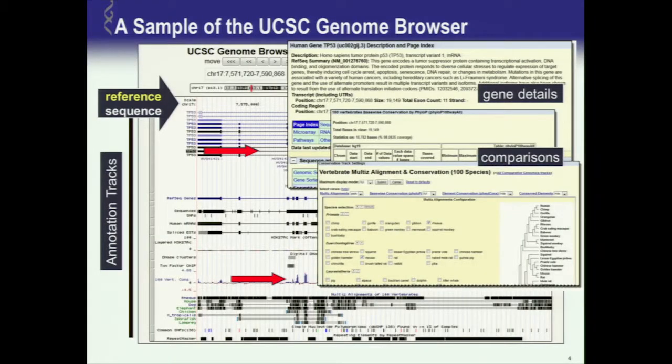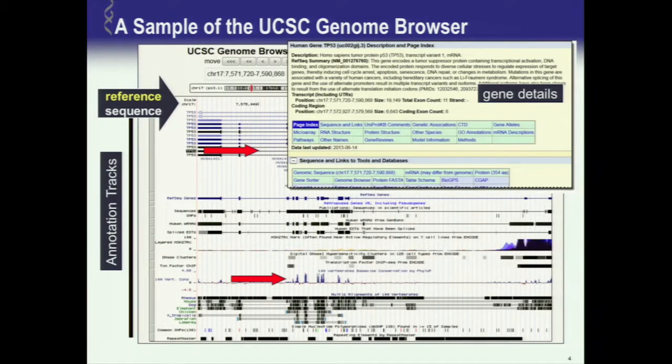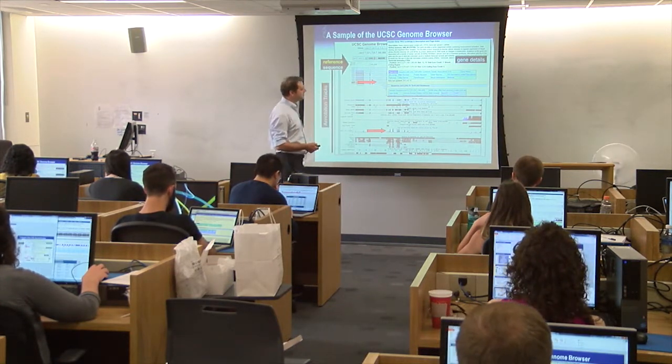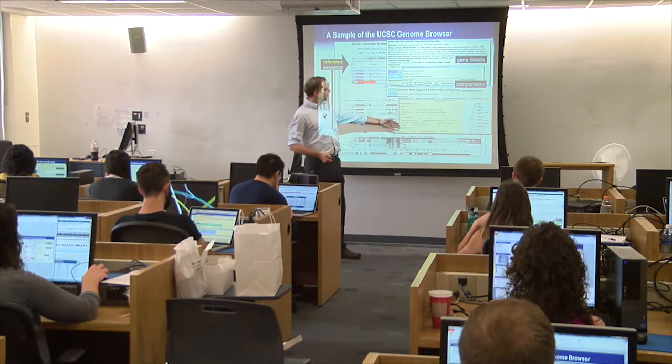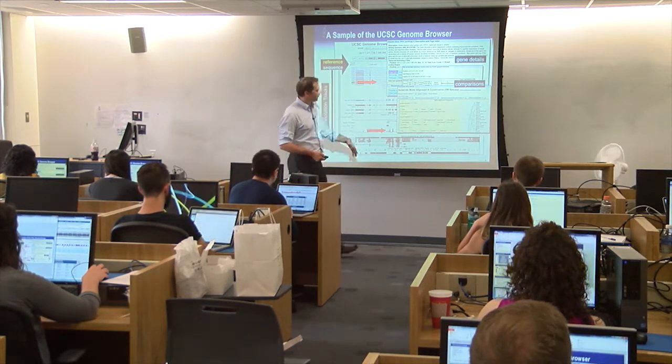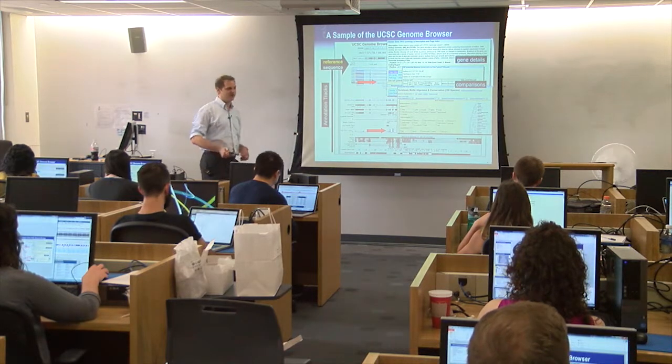If you click on other kinds of tracks like this, here we're looking at conservation, so how conserved different bits of DNA are across 100 different vertebrates, it will bring up, for example, data on how that track was generated. What are all the species going into it, the phylogenies, you can switch things on and off.